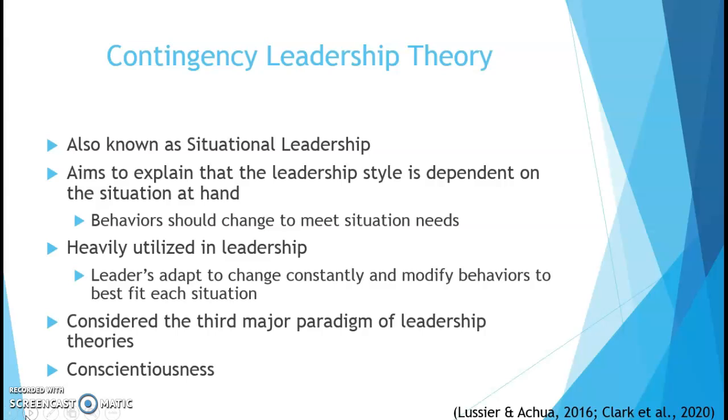This theory is considered to be the third major paradigm of leadership theories and is heavily correlated to conscientiousness. Being conscious of your surroundings and the situation and how people are responding to that situation will aid in implementing this theory, as the style you use is contingent on what the situation brings forward. So you can see, one, where it gets its name, contingency theory, and two, that these two paradigms are intertwined when handling this theory.